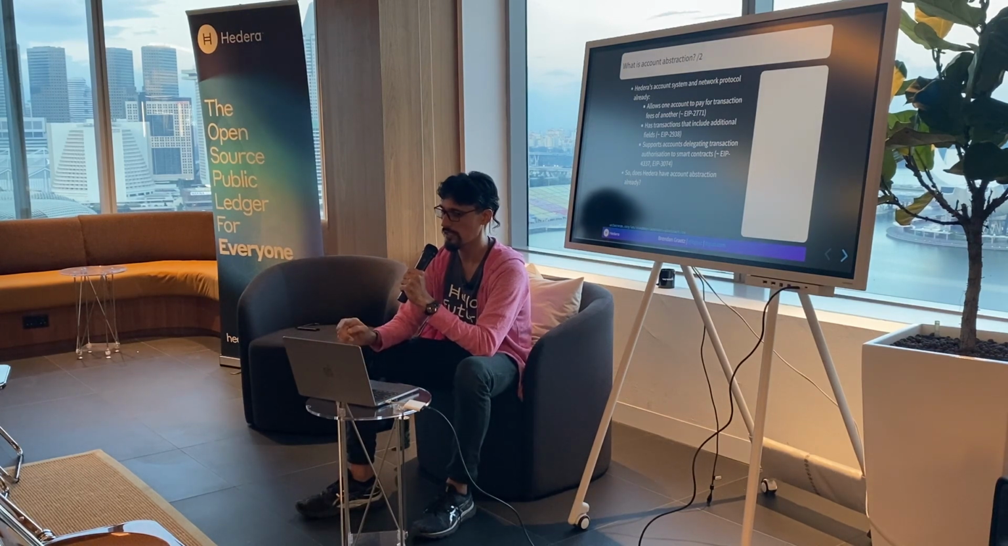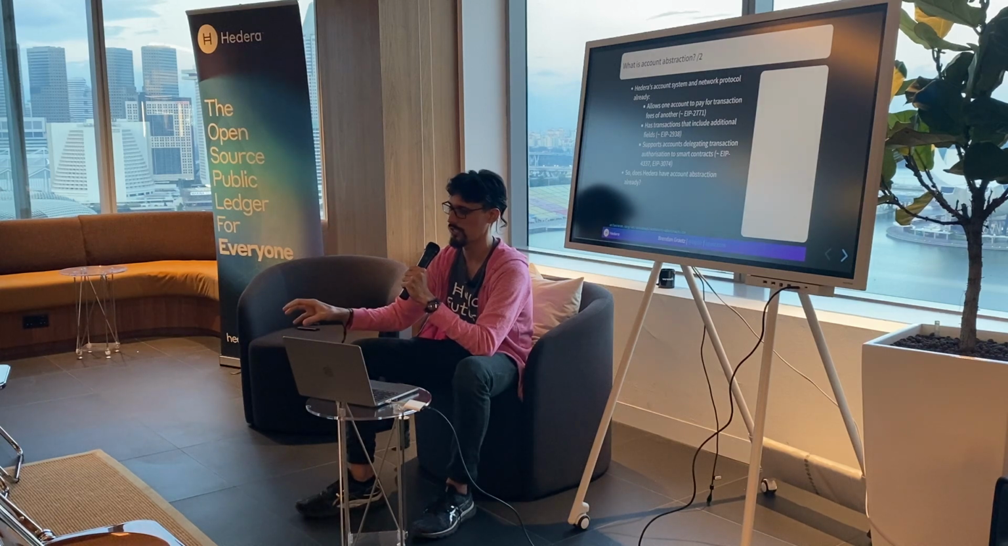Now, 2938, right, approximates to transactions having additional fields, right? And Hedera has additional fields, right? Because it needs to support more than one signature, for example, and several other things, right? So it already has this kind of thing built in. Now, finally, you have 3074 and 4337. Both of these EIPs are about saying, hey, here's a transaction, and I allow the authorization of that transaction to be transferred or delegated from my EOA to something else, maybe another EOA, maybe another account, right?